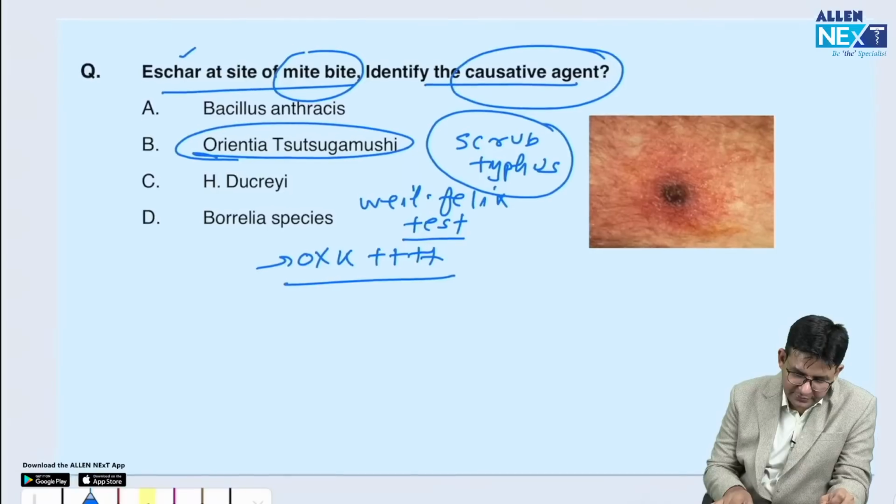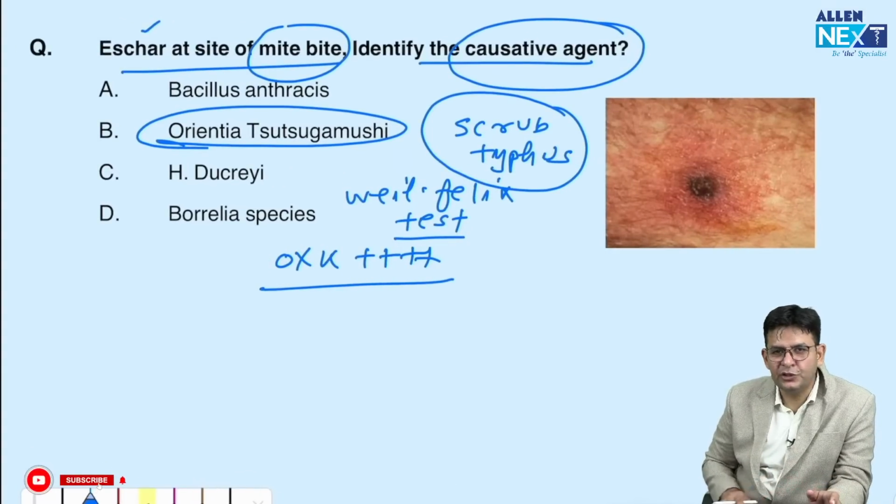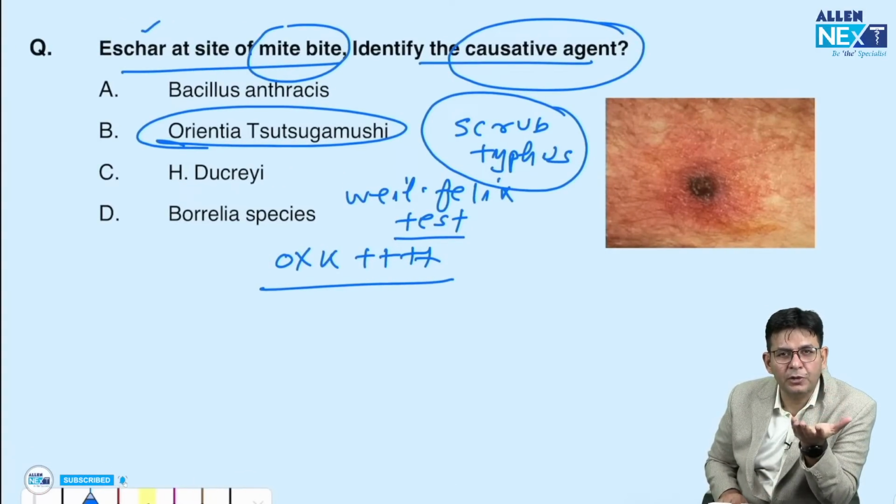So these are important ones which you should know. If I talk about the rickettsial family members: epidemic typhus, endemic typhus, Rocky Mountain spotted fever, Indian tick typhus, rickettsial pox. These are all important diseases, and you should know their causative organisms. The drug of choice for all of them is doxycycline.